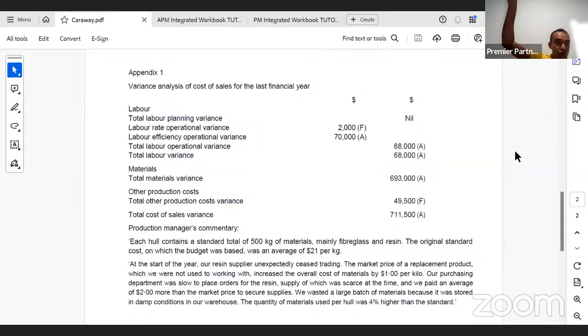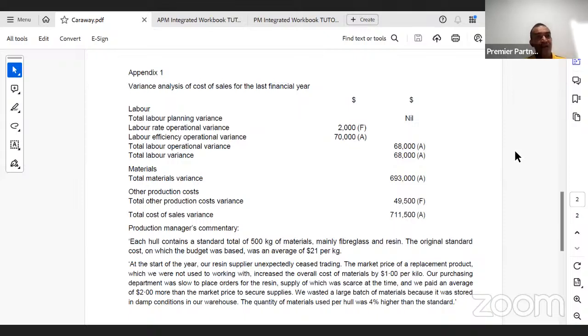So material has price and usage, labor has rate and efficiency, variable overheads has variable overhead expenditure and efficiency, fixed overhead has fixed overhead expenditure and volume, because fixed overhead is absorbed based on volume most of the time. And then sales has selling price and what? Volume variance, right? So these are your basic variances. Now, these variances will further go into mix and yield and planning and operating variance.